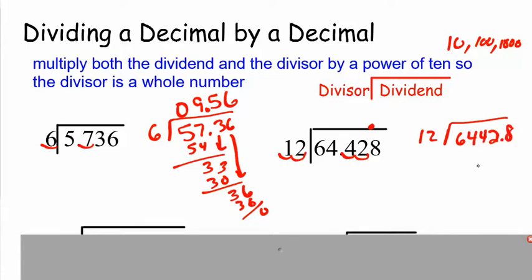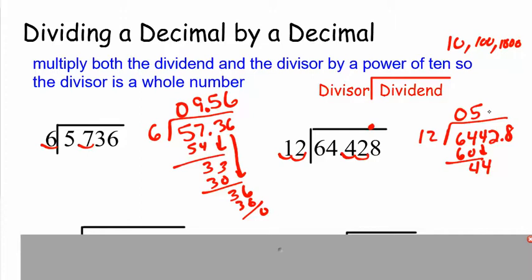That's my new problem. If you prefer to rewrite it, that's fine. Okay. All right, so 12 cannot go into 6. 12 goes into 64 5 times. That's 60. Subtract. Every time I subtract, bring down the next number.